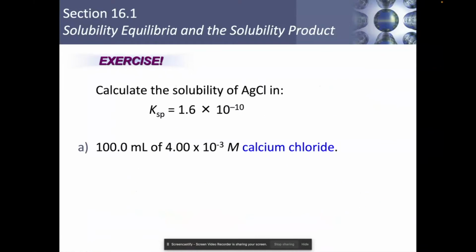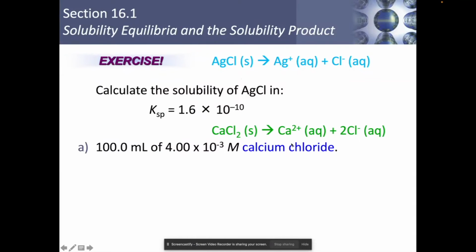Okay. Now calculate the solubility. All right. So now we're going back to some of the stuff we were looking at before we went over this concept stuff. So calculate the solubility of AgCl in 100 milliliters of 4.00 times 10 to the negative 3 molar calcium chloride. I spot the common ion effect. How would I spot the common ion effect? Well, let's write down the equations. So I'm going to use blue to represent my silver stuff here. So there we go. Calcium chloride, hopefully you remember that calcium chloride would have double the amount of chloride ion. And I see a common ion. I see a Cl minus and I see two Cl minuses.